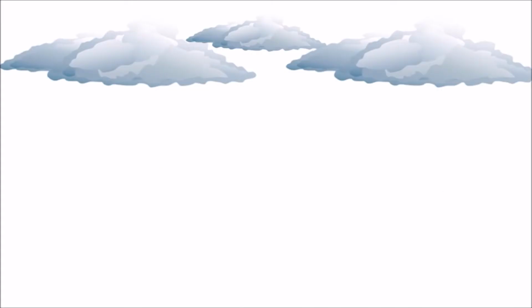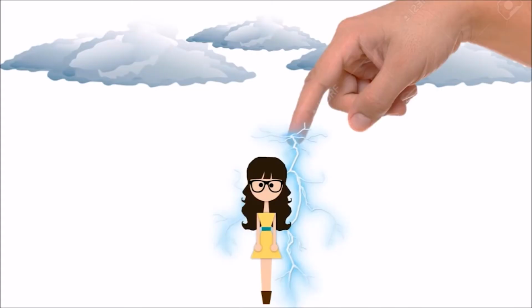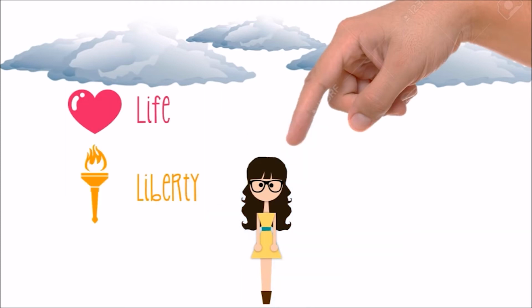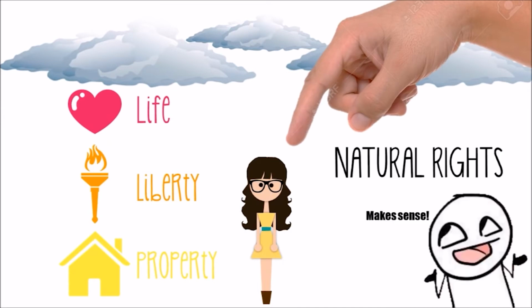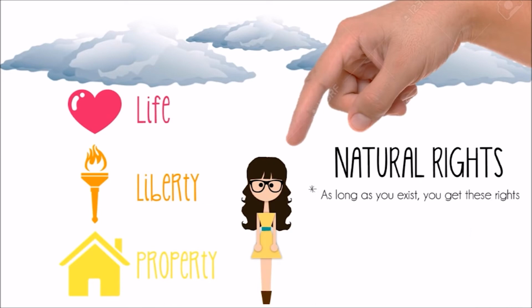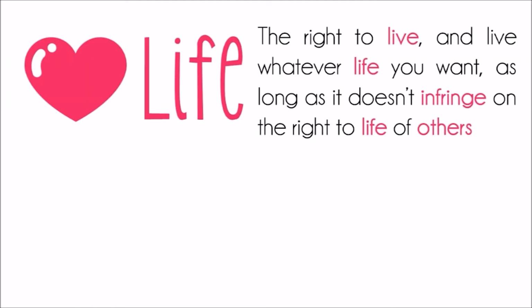Excited yet? So the first part centers around the idea that when God created man, he endowed each of us with certain rights. Among these rights are life, liberty, and property, and they're very important. They're known as natural rights, rights that were naturally given. As long as you exist, you get these rights. They should never be denied to anybody. They should never be taken away by anybody. They're for keepsies.